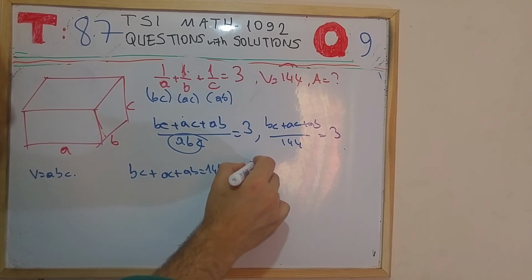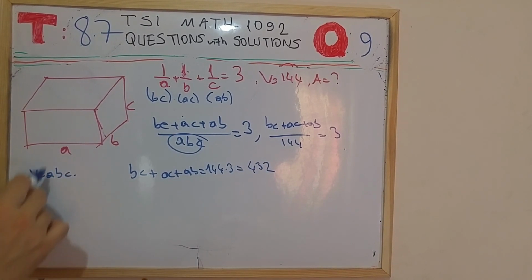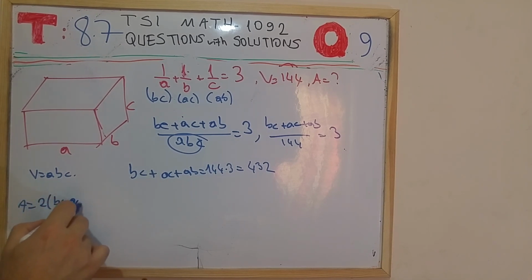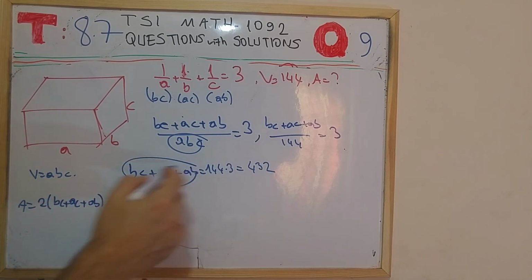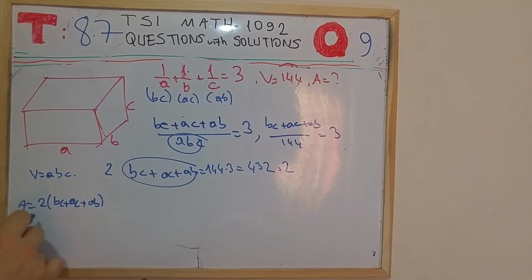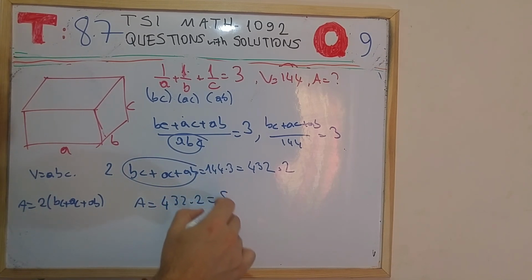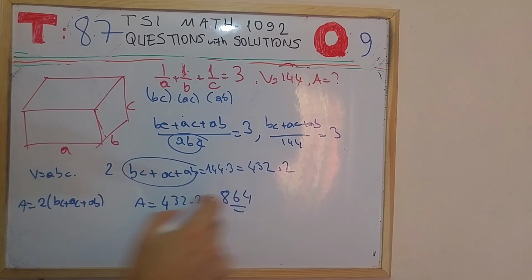That is equal to 432. And please remember that the surface area of this prism would be equal to 2 times (BC plus AC plus AB). So what I can do is multiply this figure by 2, and of course the right side by 2, and what I would get would be the area. So the area would be equal to 432 times 2, that is equal to 864.